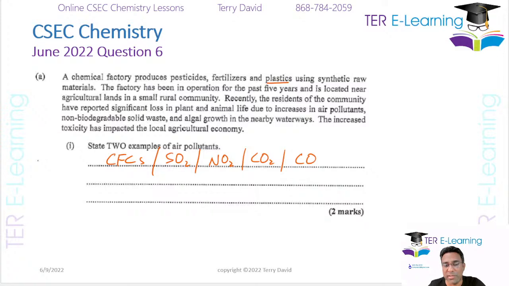Yeah, CFCs is one. That could be one, because they have plastics. They're producing plastics here at the plant. So therefore, CFCs and also pesticides, right? Some of the pesticides have CFCs in them.